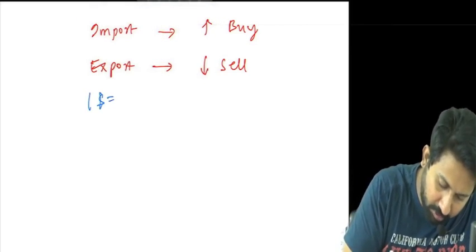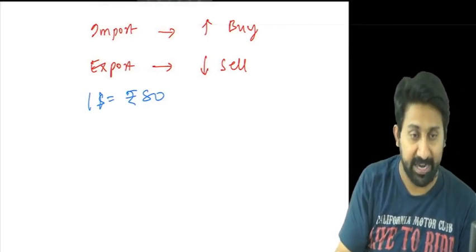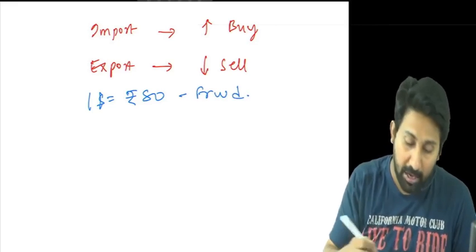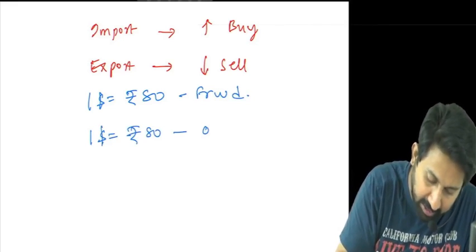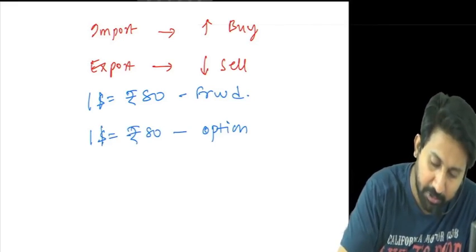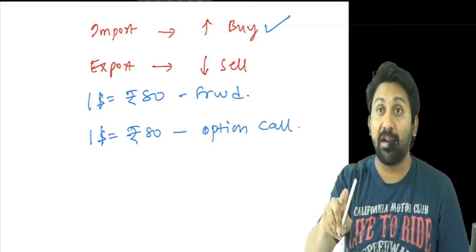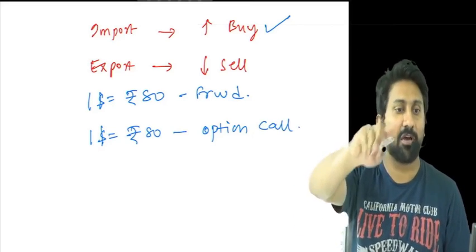$1 equal to rupees 80. This is the forward rate quoted by the bank. Now I have also given a $1 equal to rupees 80 option. You have to buy a call option. On the dollar, I will give you a call option.